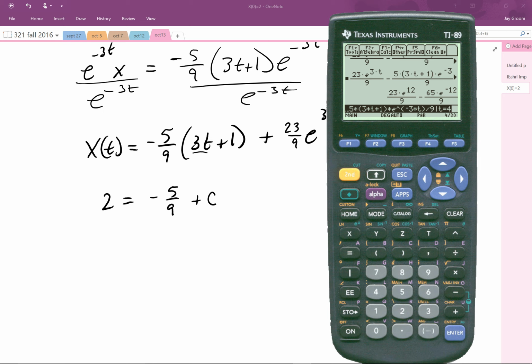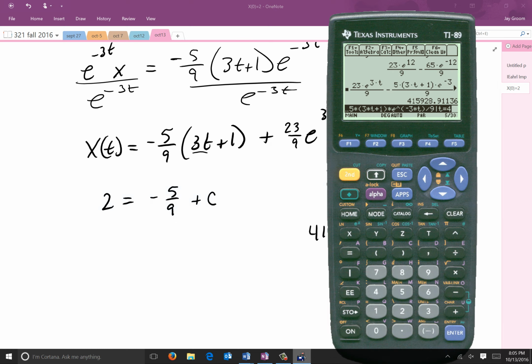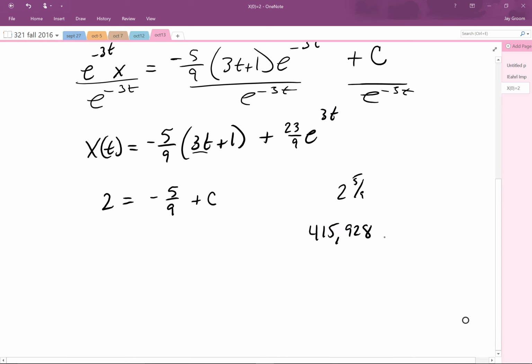So remember, if you want the actual or an approximated value, diamond, enter. So we're looking at 415,928.911. Okay, so that's going to be our baseline. That is the actual value.